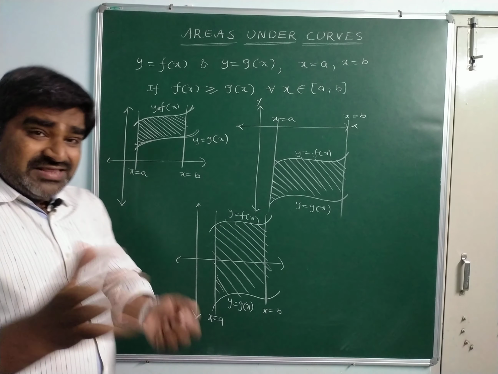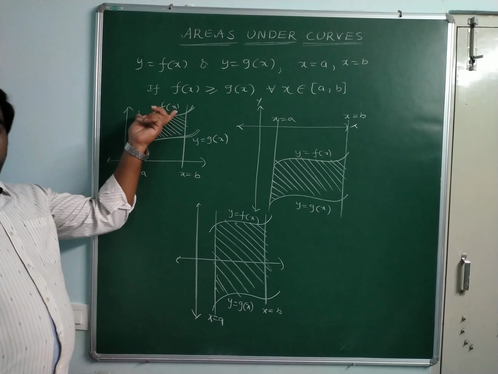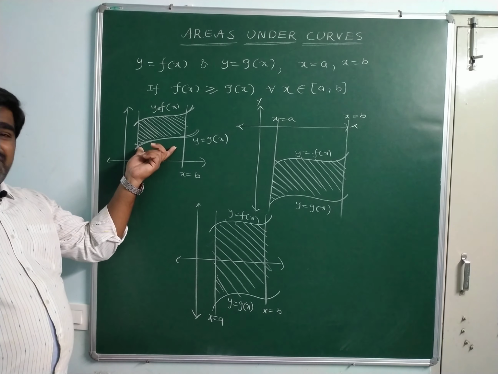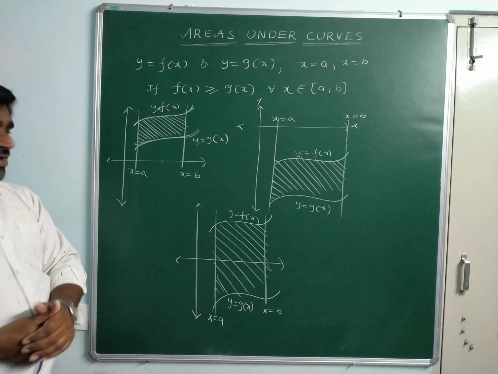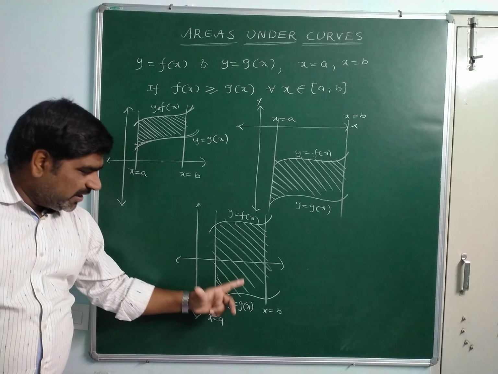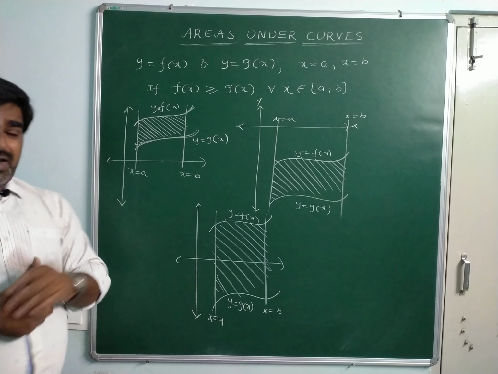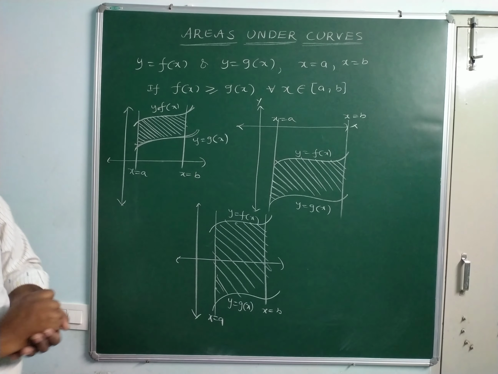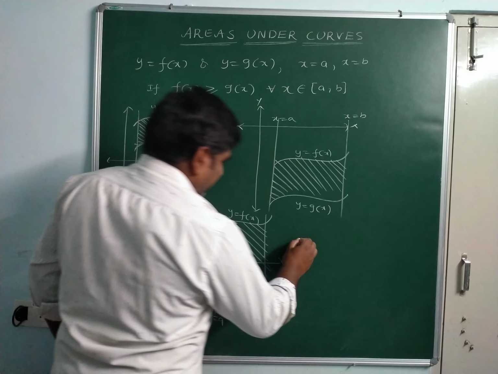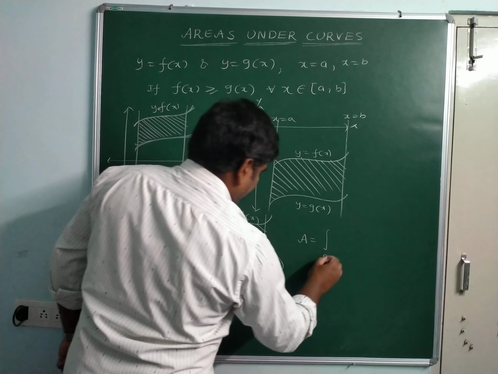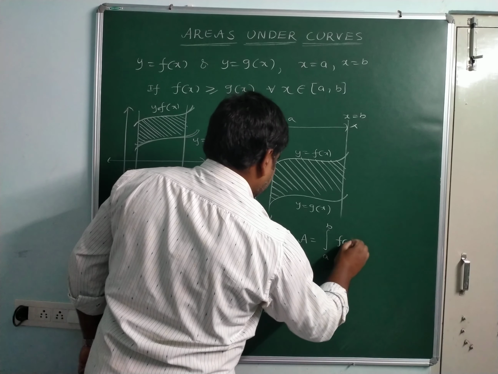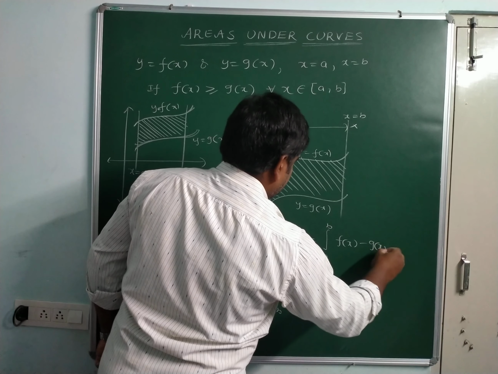So observe, in all these three cases, f of x is the upper curve and g of x is the lower curve. In all these cases, we can find the area by using this: area equals, what are the limits? a to b. So integral a to b, f of x minus g of x dx.